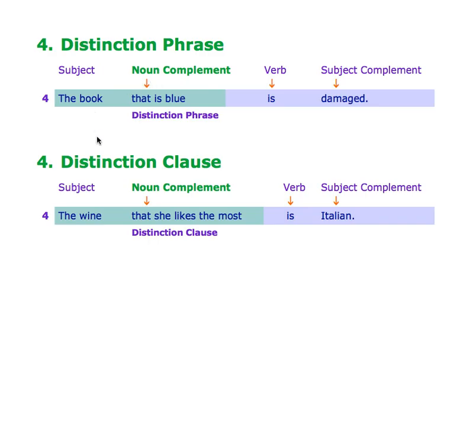Now here's a distinction clause. That she likes the most is a distinction clause. Now we say clause here because in the distinction clause, you see you have your subject, she, and the verb likes. But in the distinction phrase, you have no subject, only the verb is. So I call this a phrase and this a clause. But in either case, you have the distinction clause functioning as a noun complement, and it's complementing the noun wine. So you see the difference, but they're still acting as noun complements, the distinction phrase and the distinction clause.